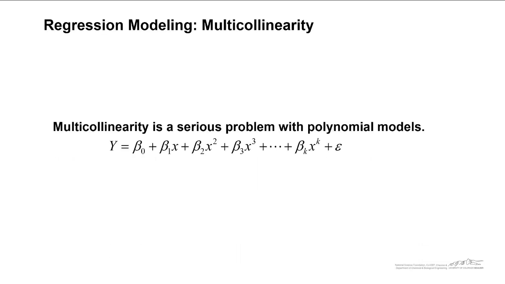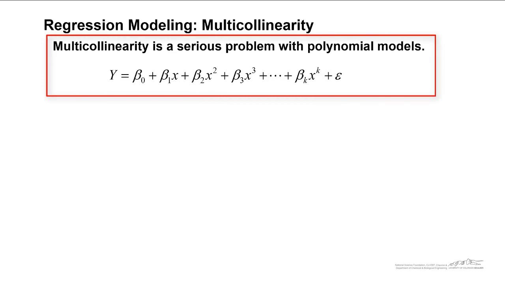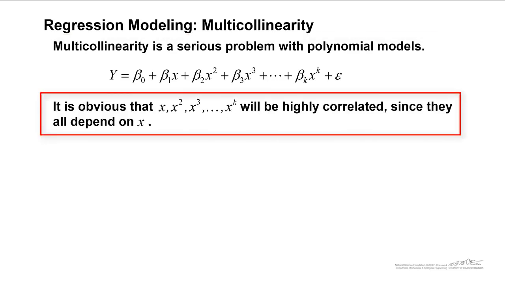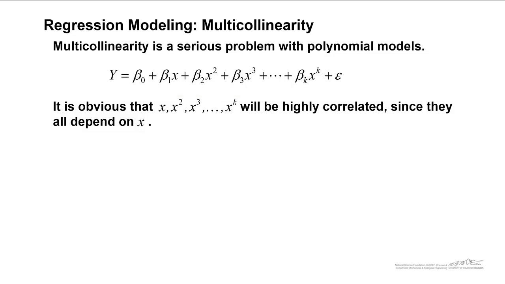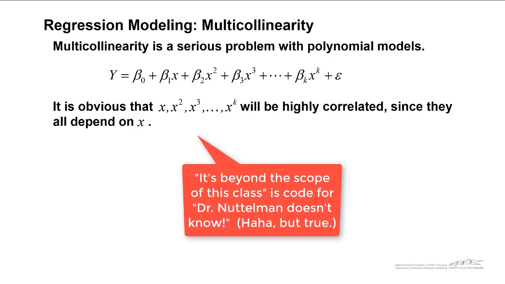Now let's talk about this phenomenon known as multicollinearity. Multicollinearity is a serious problem with polynomial models. It is obvious that x squared, x cubed, all the way up to x to the k are going to be highly correlated since they all depend upon x. And when you've got regressor variables that are highly correlated, then this can lead to something known as multicollinearity. The exact reason for this is beyond the scope of this class, but just keep in mind that it can be a serious problem with polynomial models.